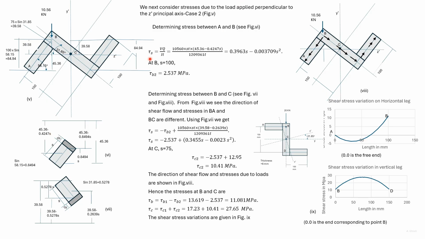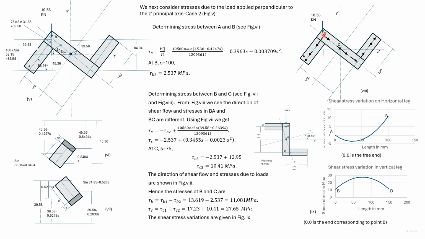The shear stress tau s is VQ divided by It. Q is S into t into this distance, which is given here. V is this load and I is Iz dash that we calculated earlier. So tau s is given by this expression. At B, s is 100 and tau B2 is 2.537 MPa.